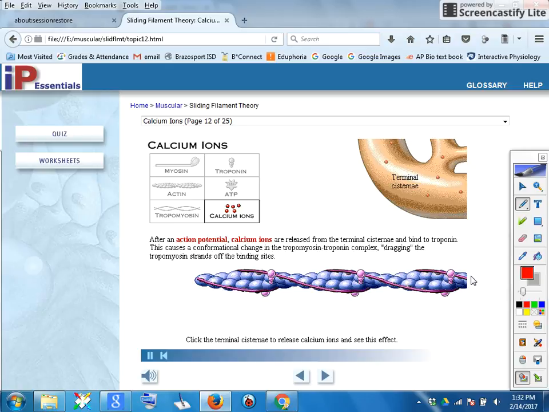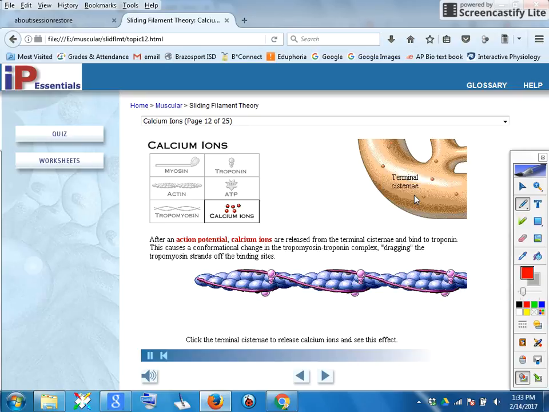Click the terminal cisternae to release calcium ions and I'm going to play this video so that you can see how the calcium initiates this whole cascade. Calcium leaves, attaches to the snowman, moves the snowman away. So now we see these little buttons on the little blueberries are available. The myosin, remember the little golf club looking thing, can now attach to the little dot and move the thin fiber forward.